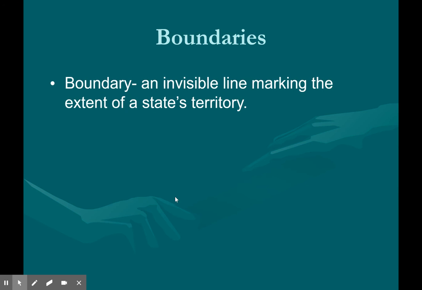Look at boundaries. Boundaries are an invisible line marking the extent of a state's territory. So if you look at a map, you can see boundaries very clearly. However, if you look from space, you don't really see boundaries. These are going to be man-made, determining how big or how small a country is, or an area that they control.